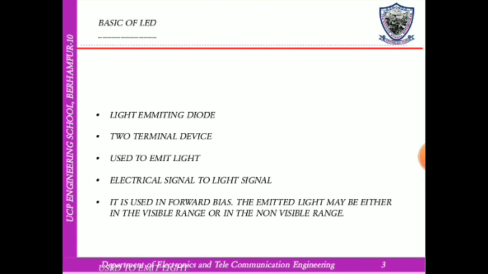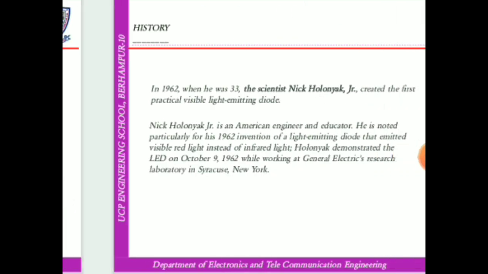Basic of LED, light emitting diode. It is a two-terminal device used to emit light. It converts an electrical signal to a light signal. It is used in forward bias. The emitted light may be either in the visible range or the non-visible range.